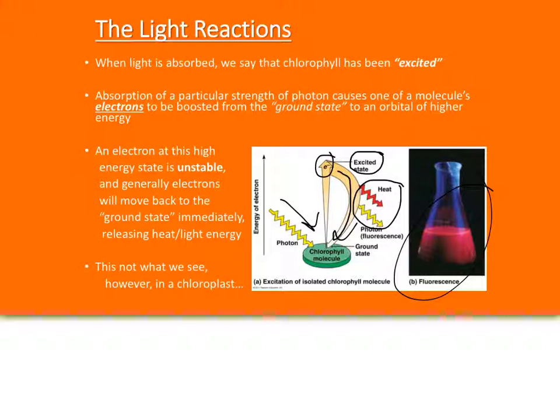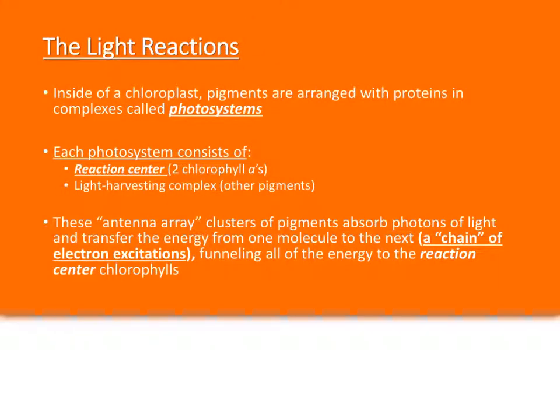Now, that's cool, but that's not what plants do, right? Plants don't glow. They do something different. Now, in a chloroplast, you've got pigments arranged with some protein as well into what we refer to as a photosystem. Now, a photosystem at a molecular level is what scientists designed solar panels off of. So if you've ever seen solar panels on a building or something like that, the idea came from the plant photosystems. Now, a photosystem has a reaction center, which is actually just two special chlorophyll A molecules, and then an array or complex of other pigments that surround that reaction center.